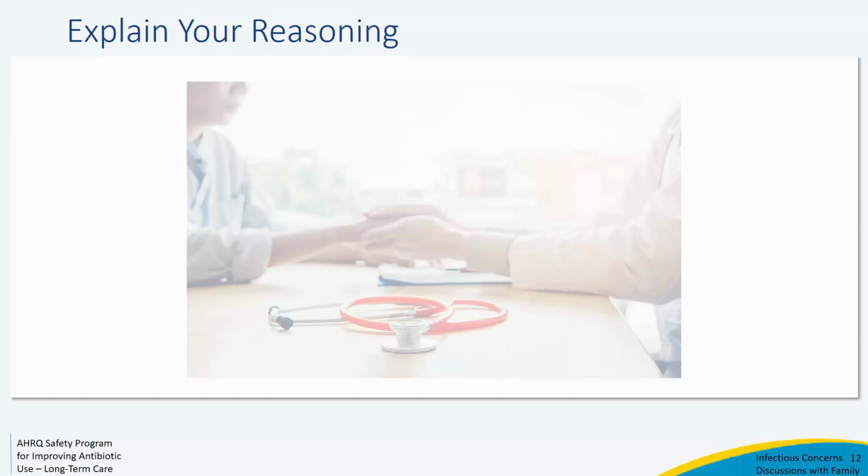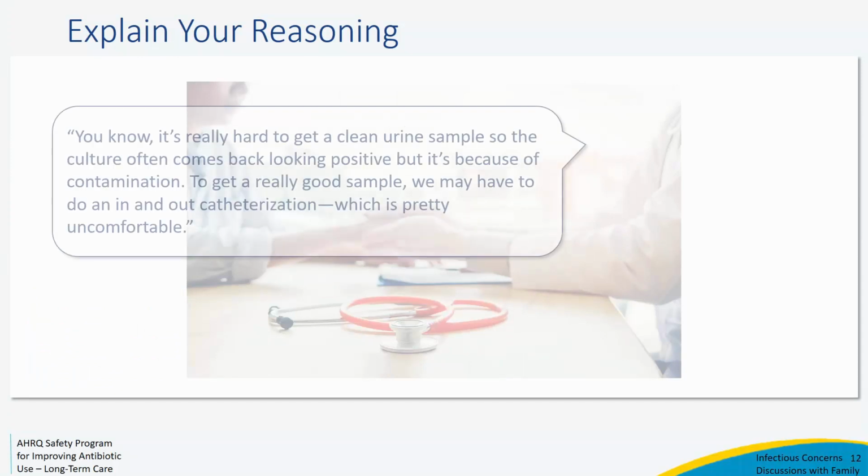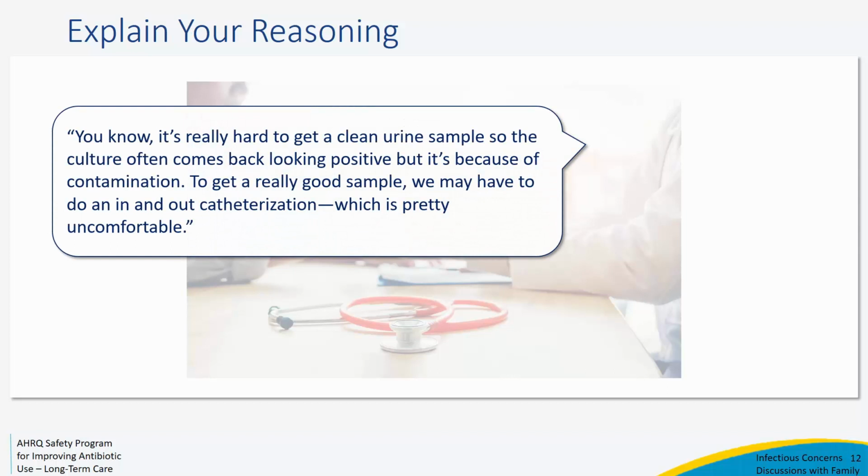You might also explain the difficulties with collecting a good urine sample. You know, it's really hard to get a clean urine sample. Often when the culture comes back looking positive, it's because of contamination. To get a really good sample, we may have to do an in and out catheterization, which is pretty uncomfortable.